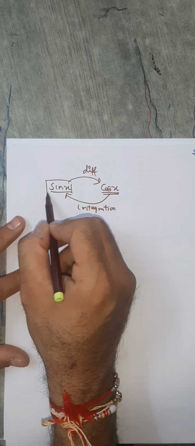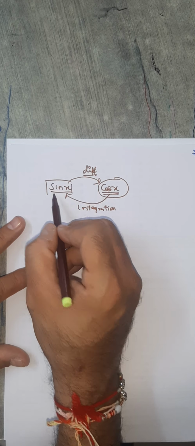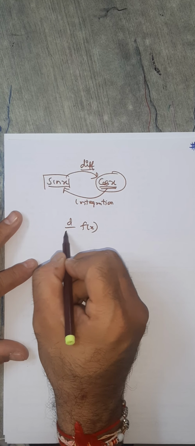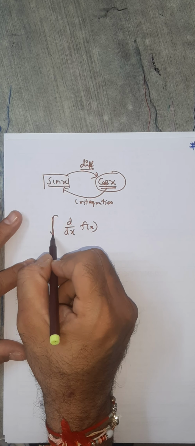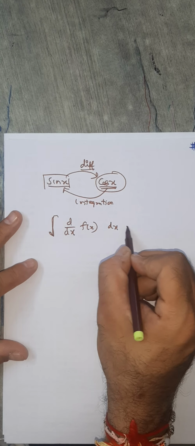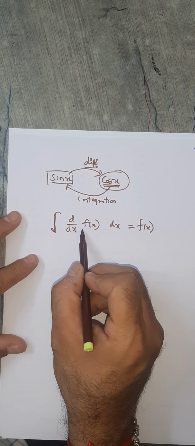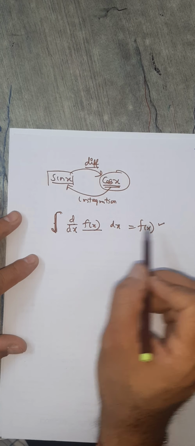Start with a function, differentiate it, you will get a new function; integrate it, you will get the function back. So if I start with a function, I'll differentiate it, d by dx, and then I'll integrate it. You will get an f(x) in turn. You have started with this function, you have differentiated, then you have integrated, so you are getting the function back.